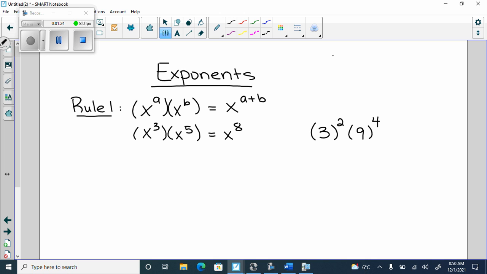Okay? The only way I can put those together is if they actually have the same base, like x and x, correct? Because if I had x to the 2 times y to the 4, instead of 3s and 9s, that would be x2, y4. I couldn't put them together, correct? Can I make 9 somehow be 3? How? 3 to the 2.